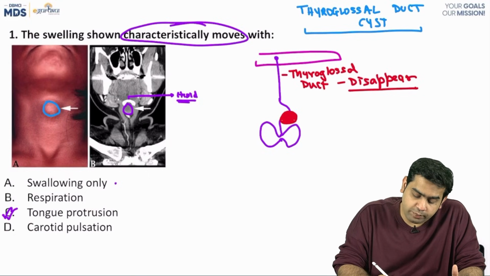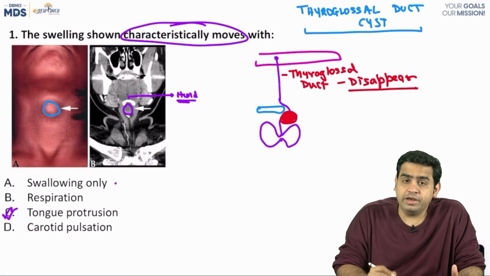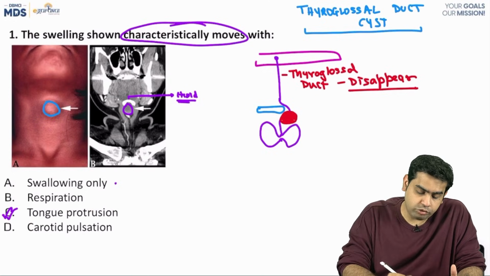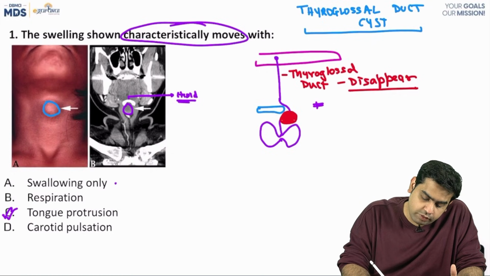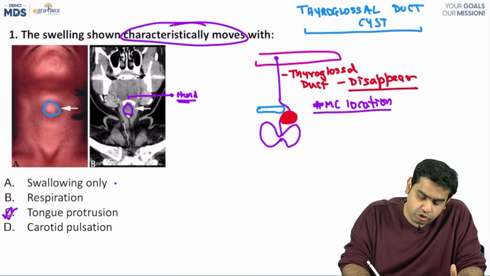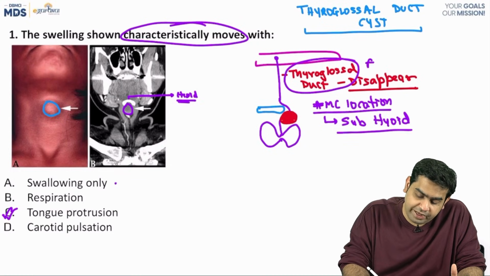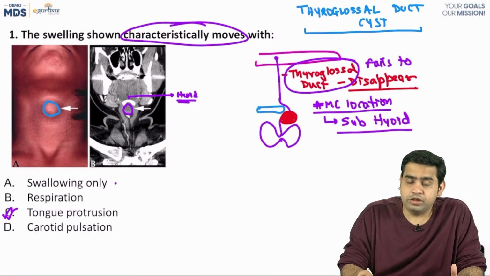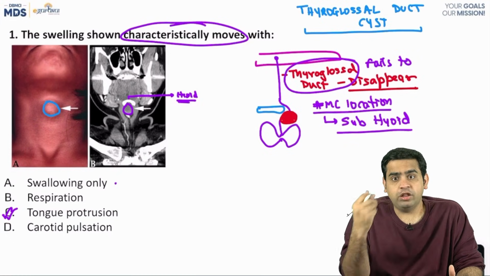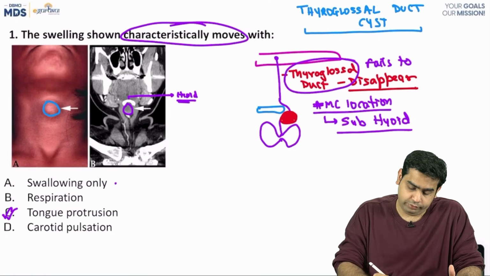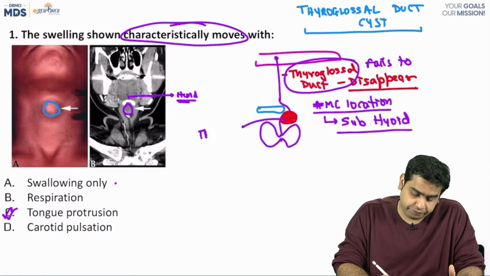And the characteristic feature about this thyroglossal duct cyst is that it most commonly is present just below the hyoid bone. So a very important MCQ over here is, what is the most common location? The most common location of this thyroglossal duct cyst is subhyoid, and mind you, this is going to develop if at all this thyroglossal duct fails to disappear. Normally it disappears, but if it fails to disappear, then it is going to lead to a thyroglossal duct cyst.